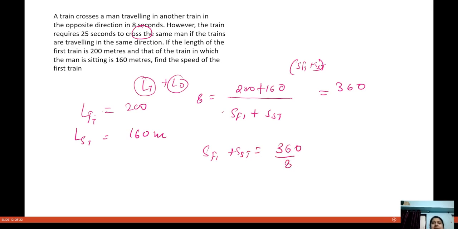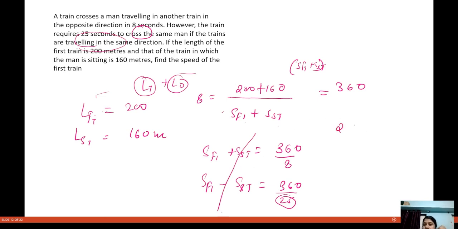Now when they are moving in the same direction, they are taking 25 seconds to cross. So the difference of the speed of the first and the second train, the length of the trains being 360 only, will be 360 by 25. So I think now everybody is very much clear. Obviously, you just have to calculate the speed of the first train, adding these two equations.